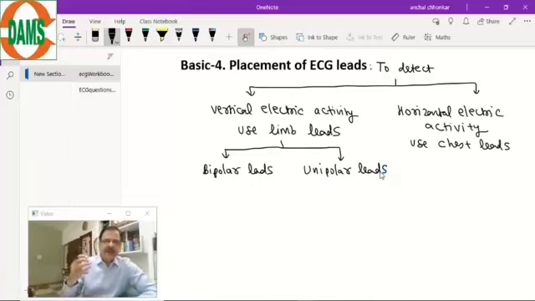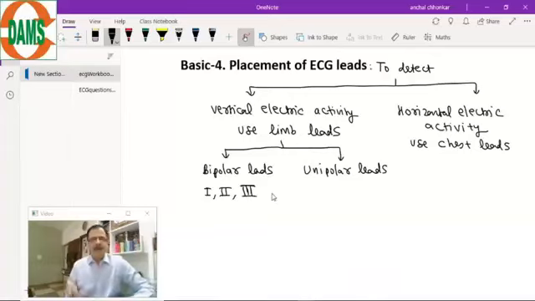So this is just the nomenclature: bipolar leads and unipolar leads. The bipolar leads are given the Roman numerals, and these are lead 1, lead 2 and lead 3. So these are the three bipolar leads, given the Roman numerals 1, 2 and 3.